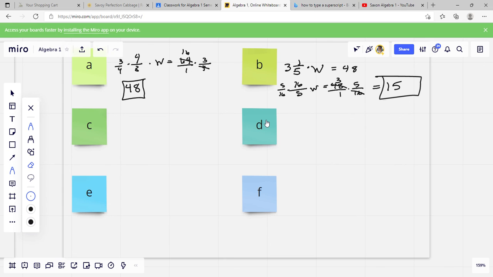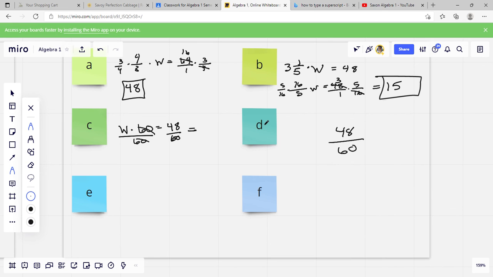All right, C says, what fraction of 60 is 48? So I'm going to say, what fraction of 60 is 48? So my of means times, and my equals is. Okay, so that's W times 60, so I'm going to do divided by 60. Right? And so now all I have to do is reduce this. So I've got 48 over 60.